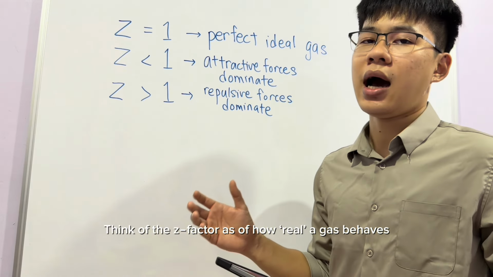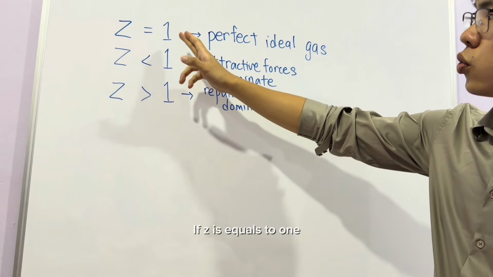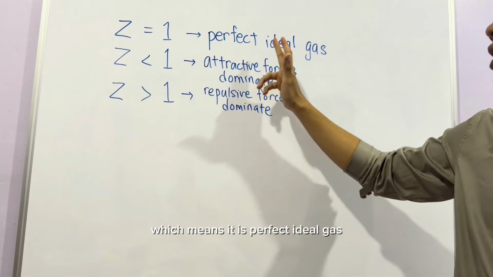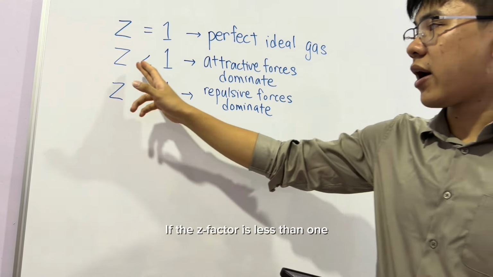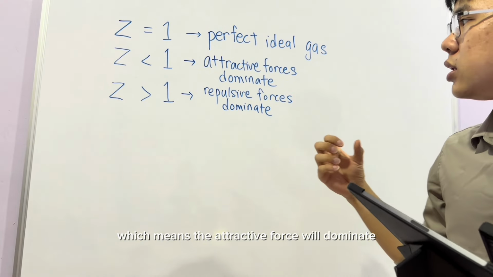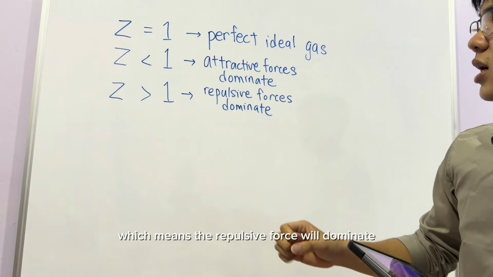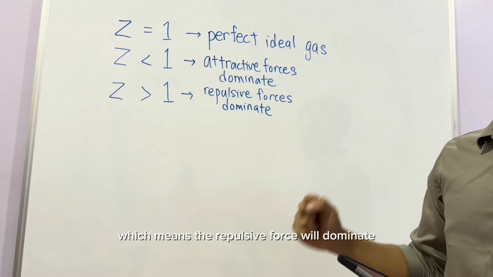Think of the Z as how real the gas behaves. If Z is equal to 1, it means it is a perfect ideal gas. If the Z factor is less than 1, it means the attractive force dominates.